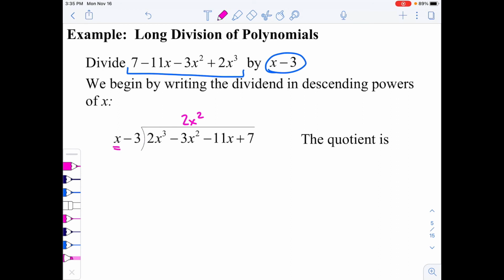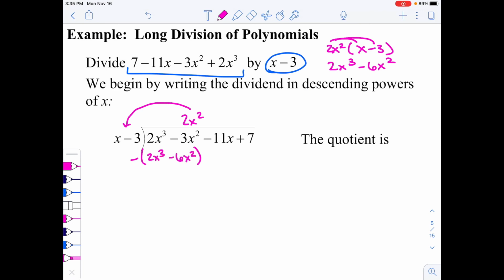So now, once I figure out x times what was 2x to the third, I am going to take this piece on top and multiply it by that x minus 3. So if I take a 2x squared and multiply by an x minus 3, that's going to give us a 2x to the third minus a 6x squared. That means I need to subtract from that piece a 2x to the third minus a 6x squared.